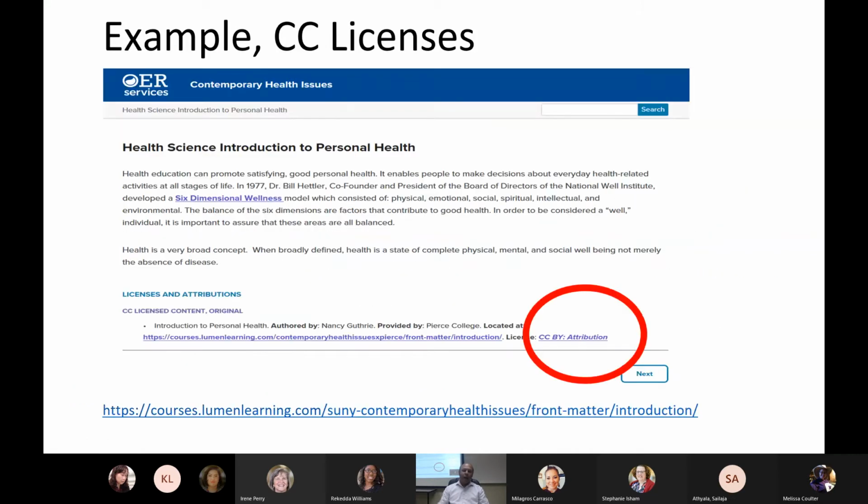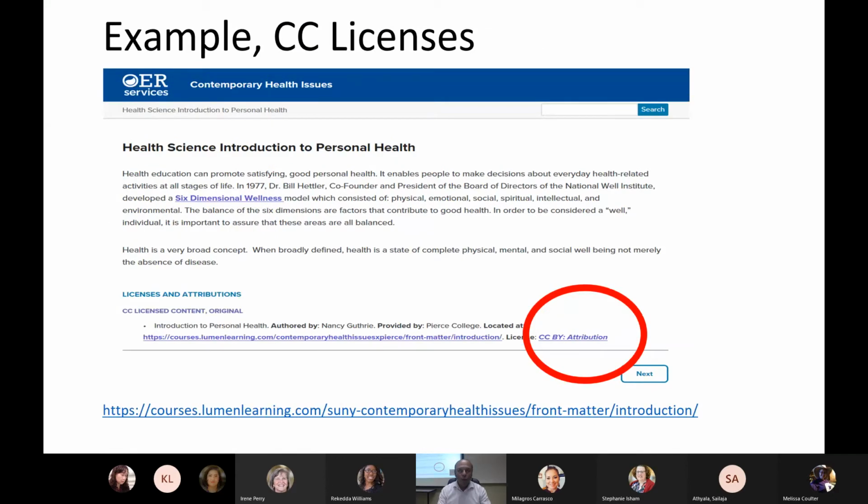I already showed one example. This is another example, an OER service: Contemporary Health Issues, Health Science, Introduction to Personal Health. This is courseware, and at the end of this content, you can get the CC BY attribution. So you can understand, you can remix, redistribute, adapt, or even commercially use these OER materials.